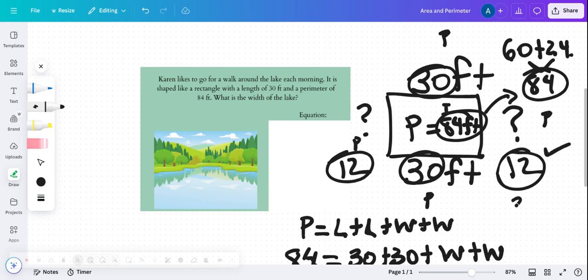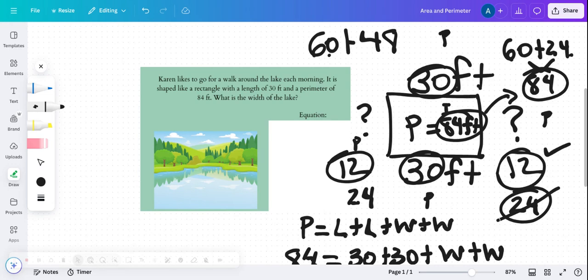Now, if we had gotten 24 and thought that was our answer, we can check it. 30 plus 30 is 60. 24 plus 24 is 48. 60 plus 48 does not equal 84. So we know 24 can't be our answer. We did something wrong. Whenever you're doing that subtraction, you have to make sure you split it into two parts, because there are two widths that have to equal the same number.